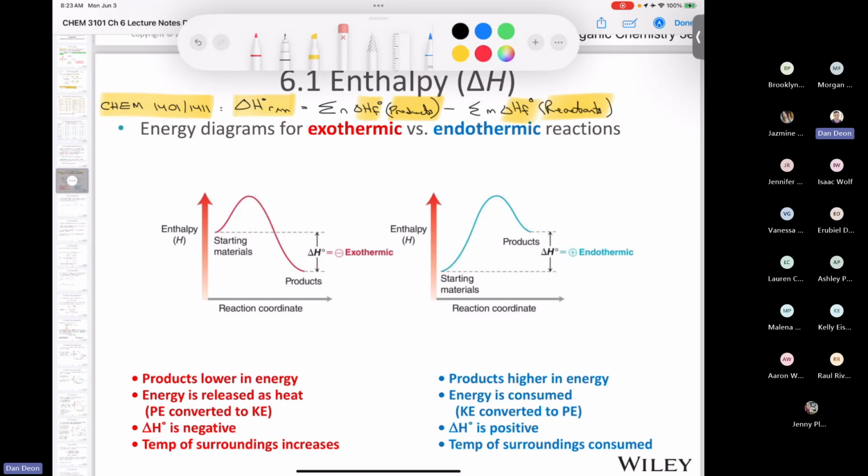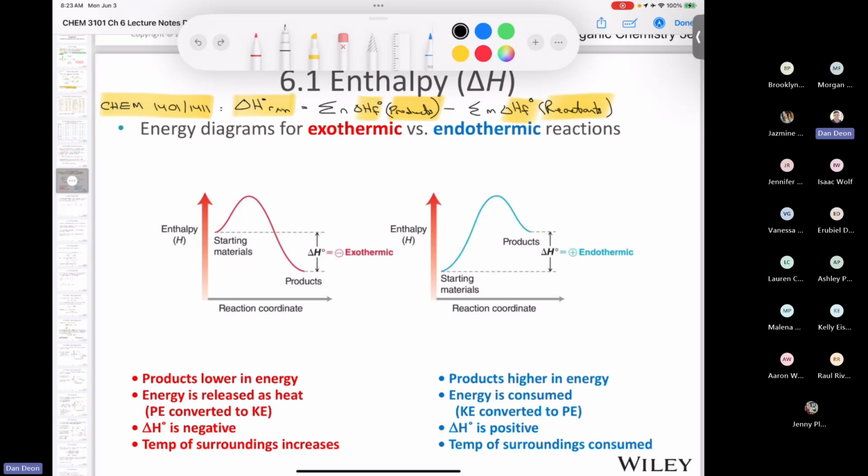If we look at the endothermic side, again, same rationale. If it's products minus reactants, you take a big number, a high number, subtract a low number. Let's say you take a big number, like 2, you subtract a smaller number like 1. What do you get? You get a positive number. So that tells you why the delta H is going to be positive in this case. So in this case, the products are higher in energy. Energy is consumed. The delta H is positive, and the temperature of the surroundings is going to decrease.